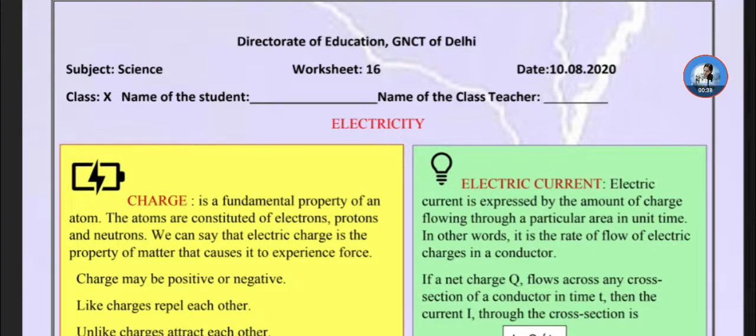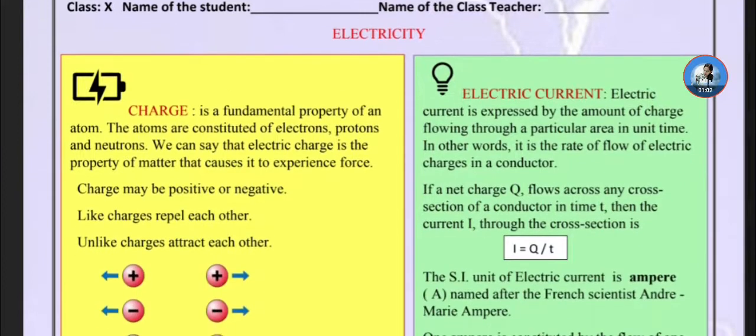But students, how does this electricity come to our house? What is flowing in the wire? How does electric current work? How do we measure electric current? What is the nature of charge? All these questions and queries we are going to study today in this worksheet. So let's study a new topic, electricity, in an easy way.